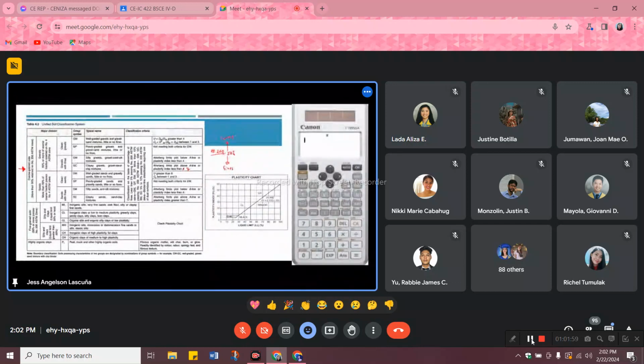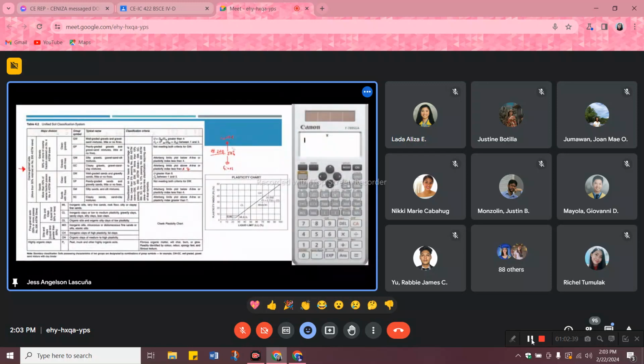And then ang next na tong target is ang atong mga possible nga answer sa atong group symbols: GW, GP, GM, GC, SW, SP, SM, SC. So kanang mga letters diha, kabalo naman mo sa ng G, di ba? G is for gravel, S is for sand, then M is for silt, C is for clay. W is for well graded and P is for poorly graded.